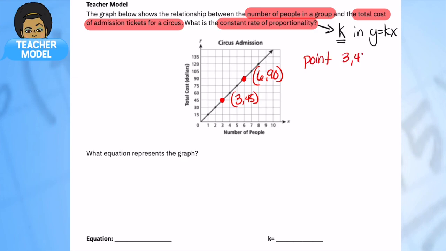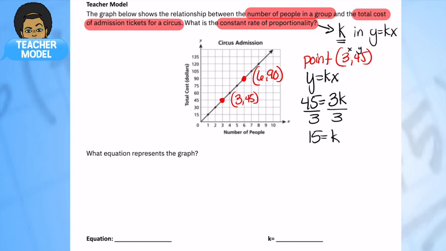Point (3, 45). I'm going to write our equation, y equals kx, and I'm going to substitute. 45 is equal to 3 times k. Now remember, when you're looking at these, they're always in alphabetical order, x and y. So don't screw those up. A lot of kids just get them backwards. Now that I have this part, I'm going to solve for k. I'm going to divide both sides by 3. And k is equal to 15 for the first point.